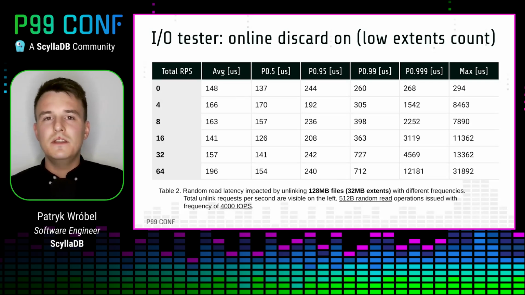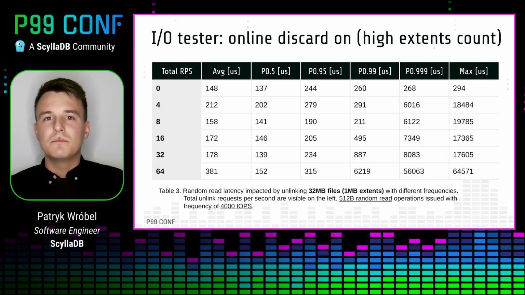So interestingly, on the next slide we can see results of a similar experiment, but here we removed 4 times less data because the file size was 32 megabytes, but the files were much more fragmented. They consisted of 1 megabyte extents instead of 32 megabyte extents like in the previous case. And here the spikes were higher.